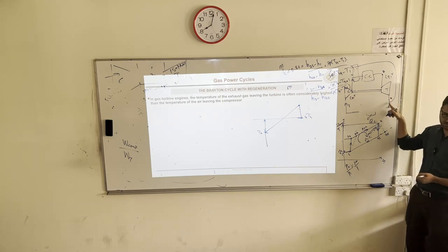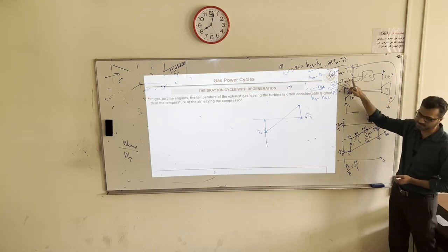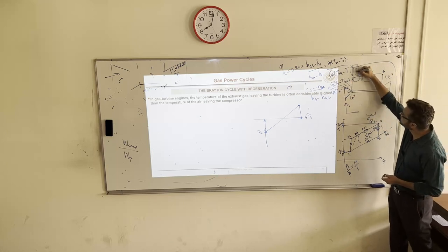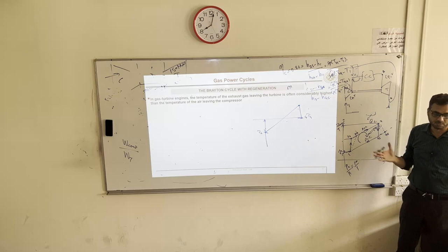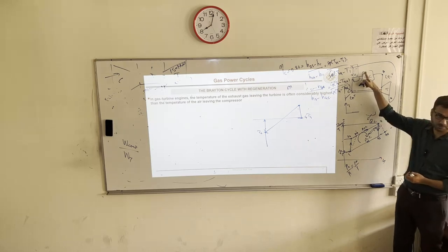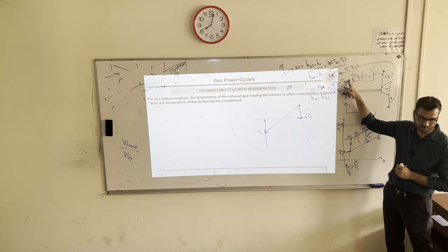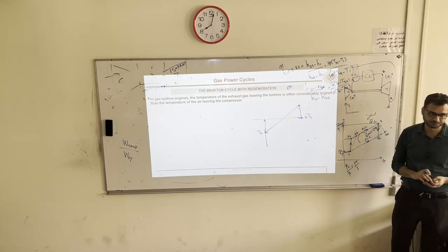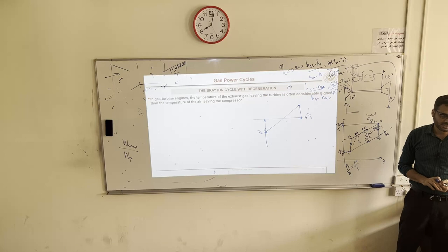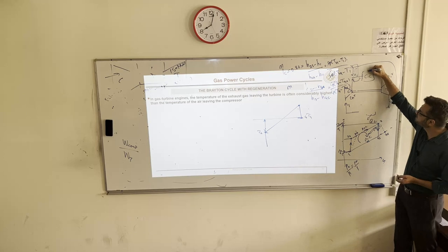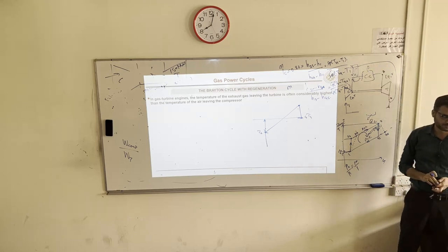Because this was the exhaust, its temperature is still higher than this temperature. So use it to transfer heat here without any fuel. The same fuel which you burnt here gives you the work output, right? Now when it is leaving, its temperature is still higher, so reuse it. It was the exhaust, but we are reusing it to preheat. So now you have to supply less heat, in other words. So it will increase the efficiency.